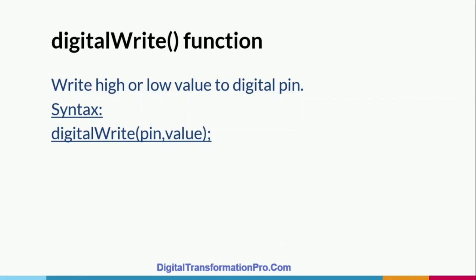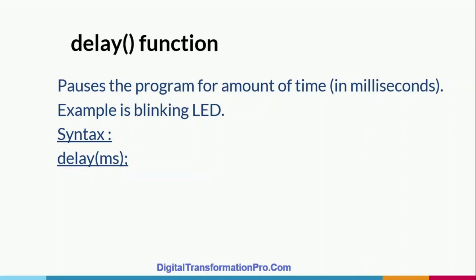Next is the digitalWrite function. It will write a HIGH or LOW value to the digital pin. The syntax is digitalWrite in brackets pin comma value. Here we can make a particular pin high or low. For example, if we want to make an LED glow at pin number 13, then we can write digitalWrite(13, HIGH).